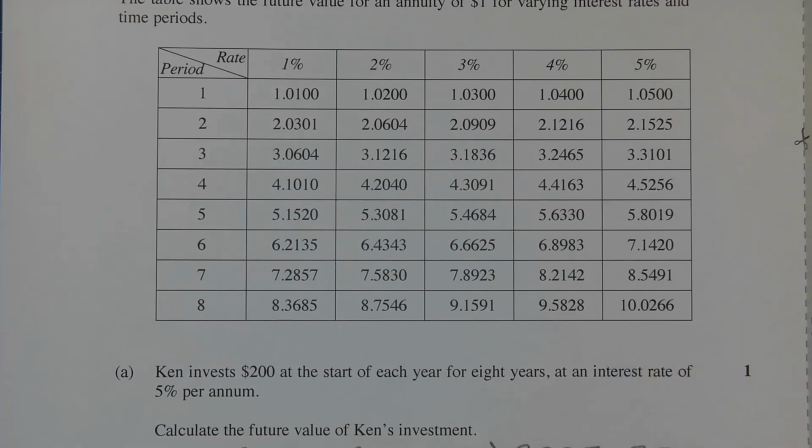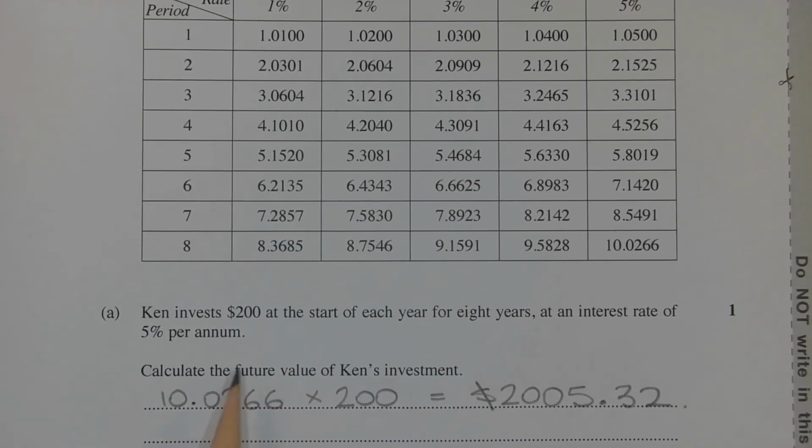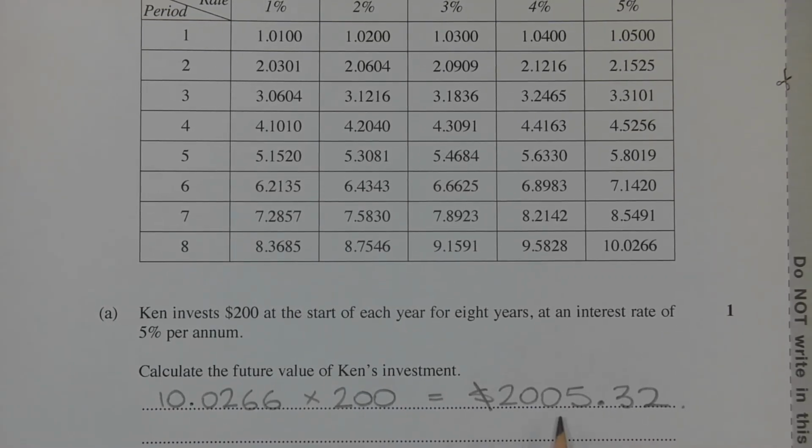And where the row and the column meet, the correct interest factor is 10.0266. So to find the future value of Ken's investment, we take the interest factor that we just found, multiply it by the amount that Ken is investing each year, that's $200 per year, and we get a future value of $2,005.32.